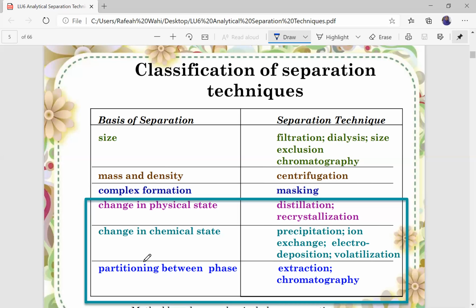Another type of separation is separation based on partitioning between phases. The two examples of separation technique based on partitioning between phases are extraction and chromatography. So in this Learning Unit 6, we are going to take a look into both of these processes, extraction process and chromatography process, as an analytical separation technique.